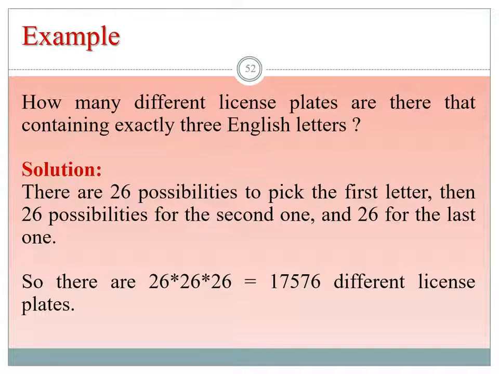How many different license plates are there that contain exactly 3 English letters? So that means this is the license plate, with 3 English letters. The first has 26 possible ways, the second 26, and similarly the third also 26 possible ways. So the total number of possible ways is 26 into 26 into 26, which equals 17,576 different license plates.